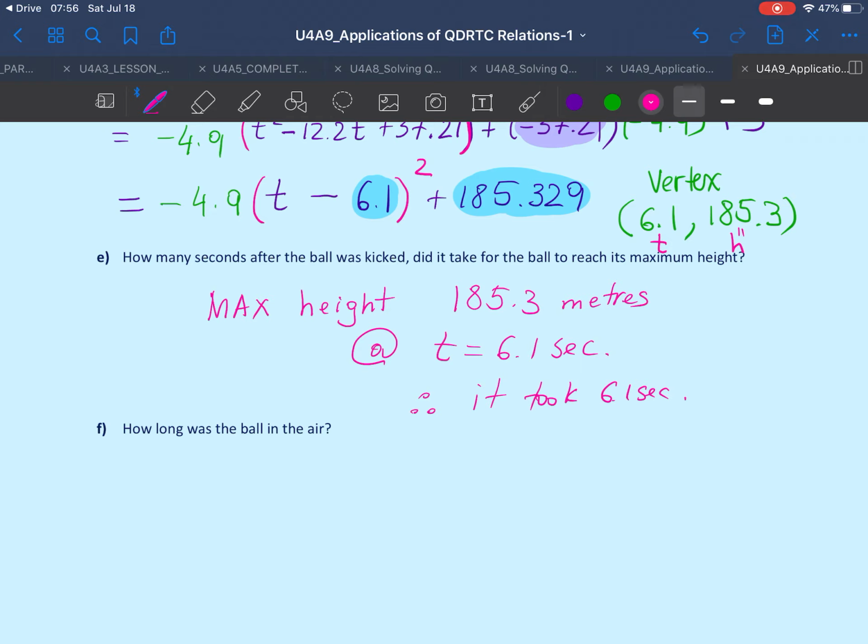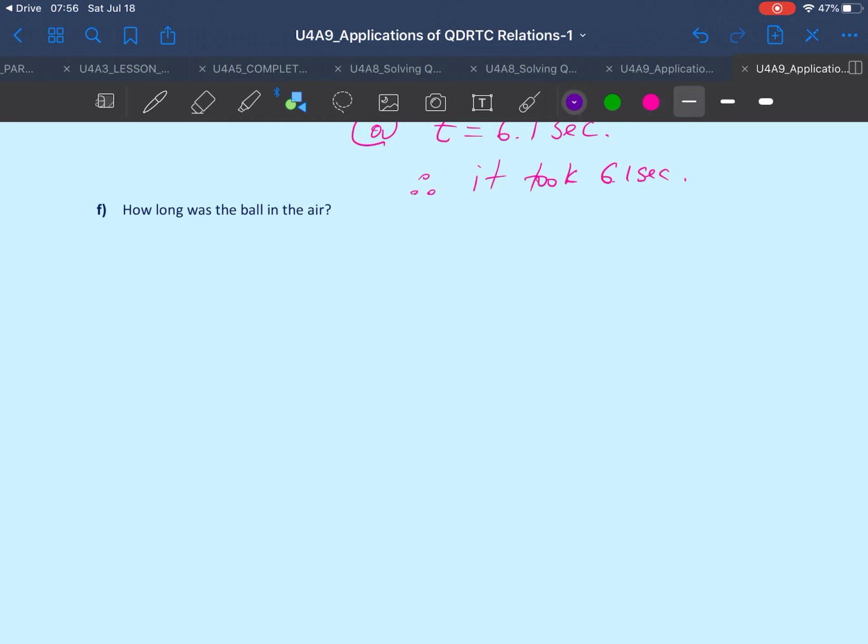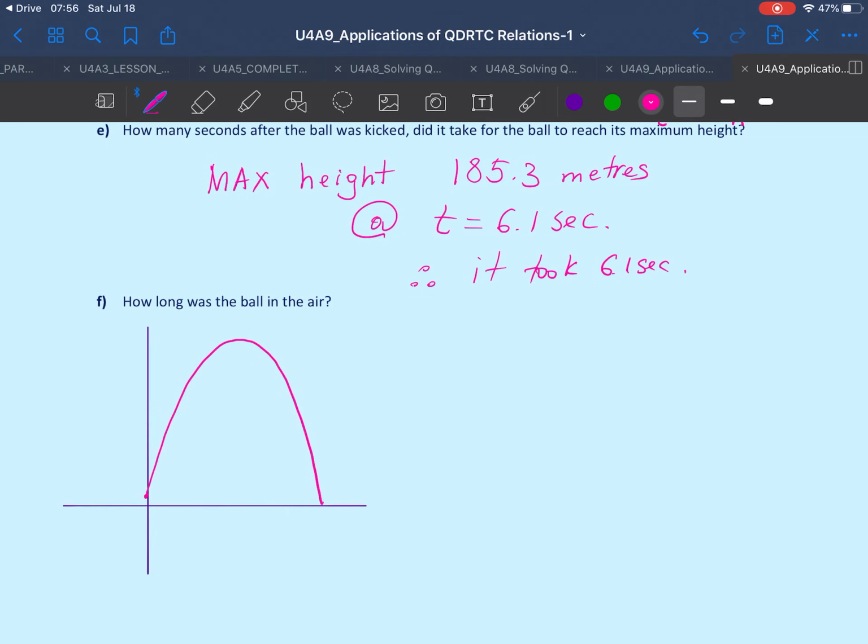The last question is asking how long was the ball in the air? Okay, so again, I'm going to quickly draw the shape of our parabola. And we're going to say that it was thrown from a certain height, it reached the maximum and bam, down. And I'm going to add some details in here, just so that we understand what's going on a little better. This is the maximum height. The maximum height was 185.3. And it happened when 6.1 seconds had passed.